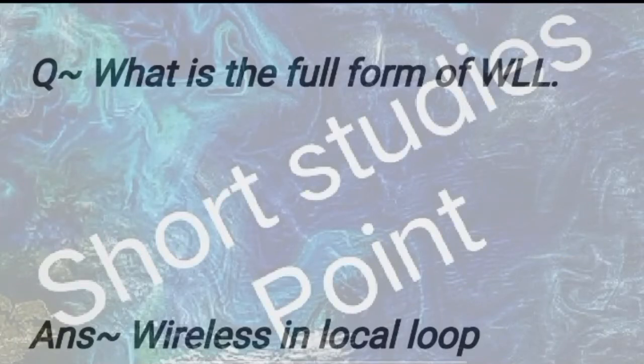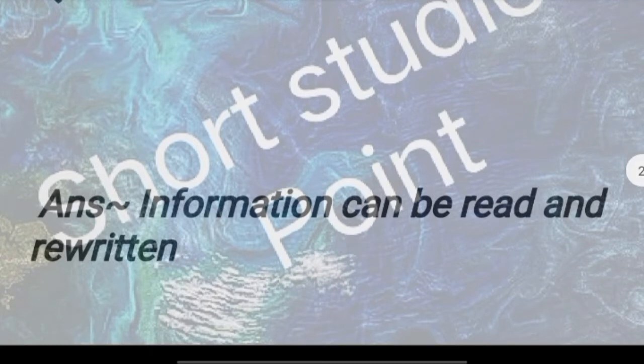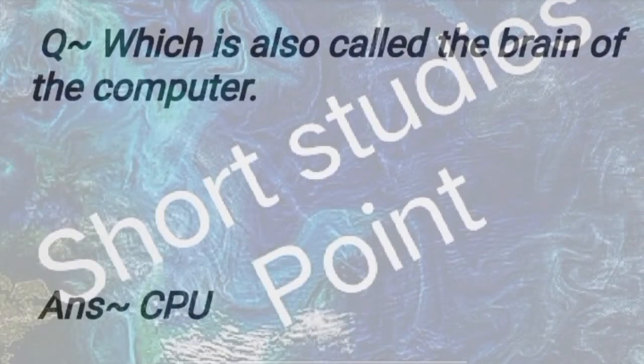Question: what is the full form of WLL? Answer: wireless in local loop. Next question: CD-RW. Answer: information can be read and rewritten. Next question: which is also called the brain of computer? Answer: it is called CPU.